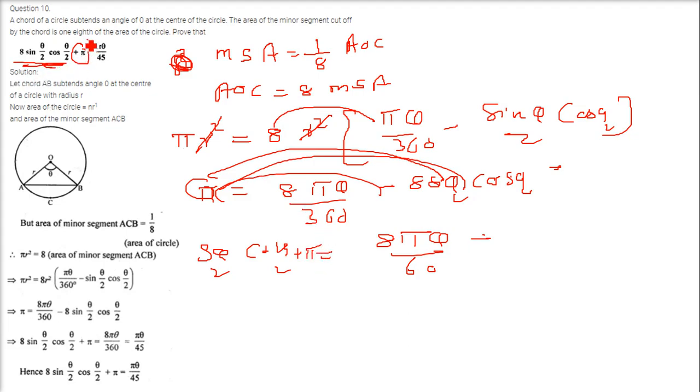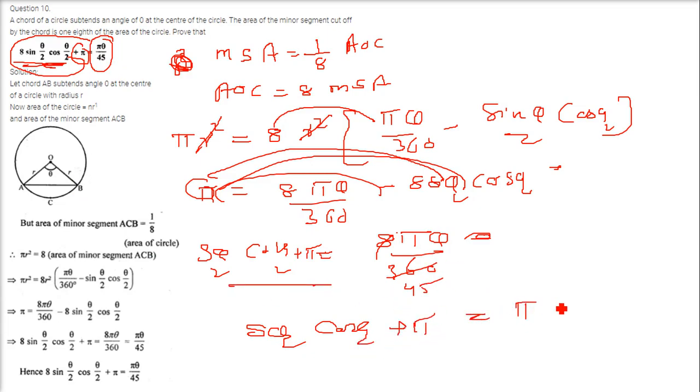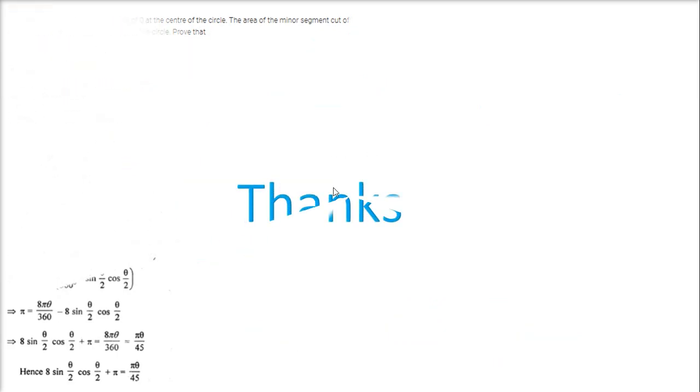So I have got the left hand side: 8 sine theta by 2 cos theta by 2 plus pi. On the right hand side we have 8 pi theta by 360, and 360 divided by 8 is 45, so this is pi theta by 45, and this is what was wanted. So on the left hand side we have sine theta by 2 cos theta by 2 plus pi, and on the right hand side we have pi theta by 45. So this is what we had to prove, and this has been proved. So this is all about this exercise. Thank you so much and take care of yourself.